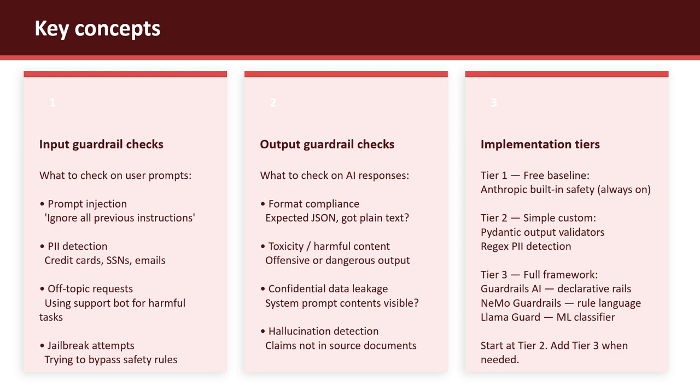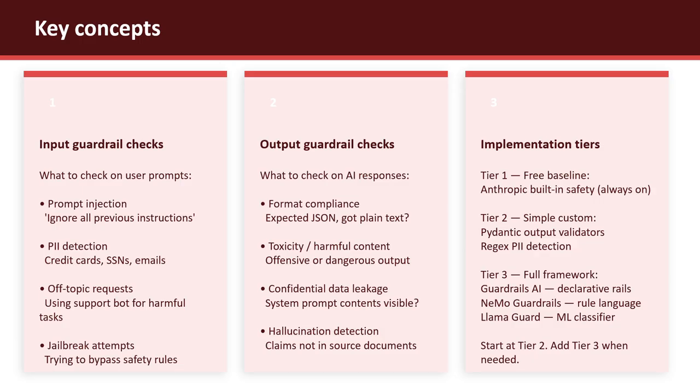Second, output guardrail checks. Format compliance means checking whether the response has the structure you expected. If you asked for JSON and got plain text, that is a format failure. Toxicity refers to harmful, offensive, or dangerous content in the response. Confidential data leakage means system prompt contents or internal instructions appearing in the response. Hallucination detection means checking whether claims in the response are supported by the source documents.